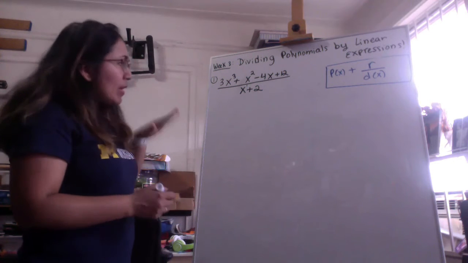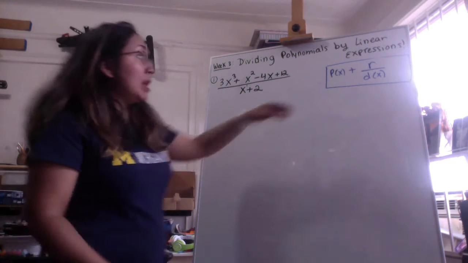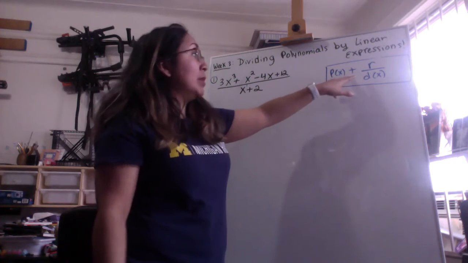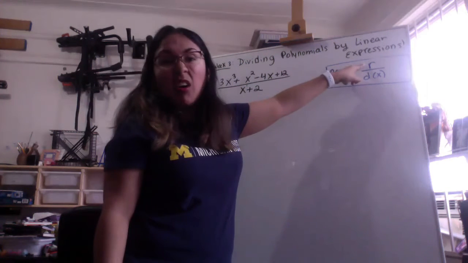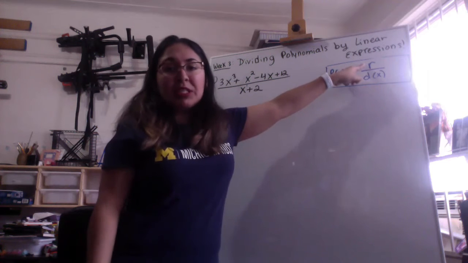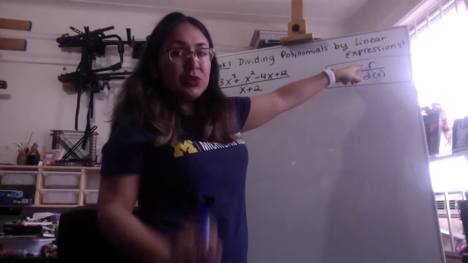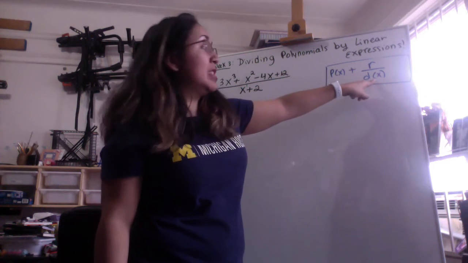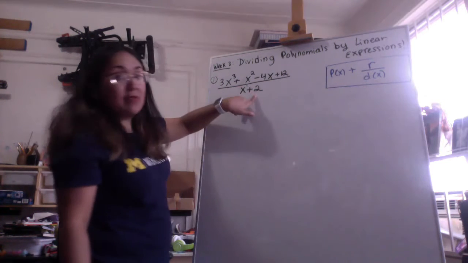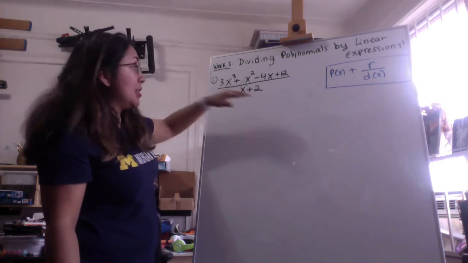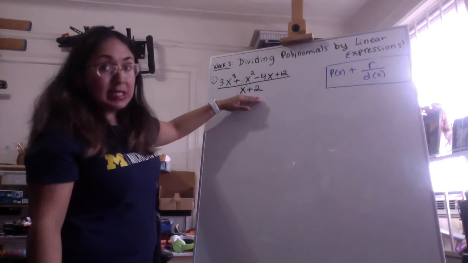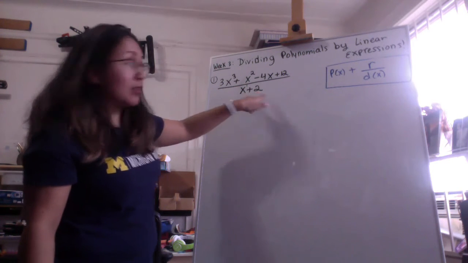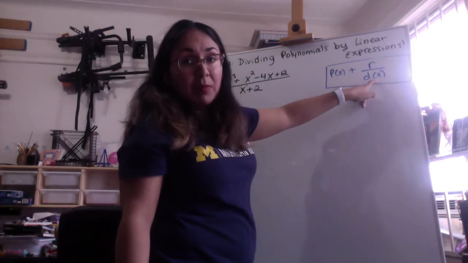Okay. Keep in mind that your answer is going to be in the form p of x, which represents the quotient, plus an integer, and I called it r. Other people call it a different name, but I called it r because that integer represents your remainder, over d of x, and d of x is going to be your divisor, what it is that you are dividing. So for this particular equation, if I have a remainder that is not 0, then my d of x is going to be my divisor of x plus 2 here at the bottom.